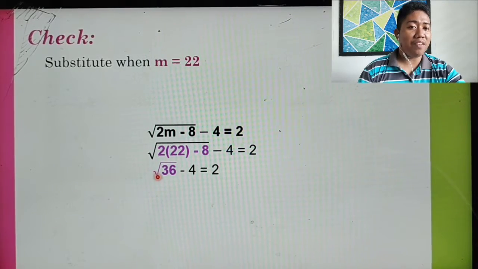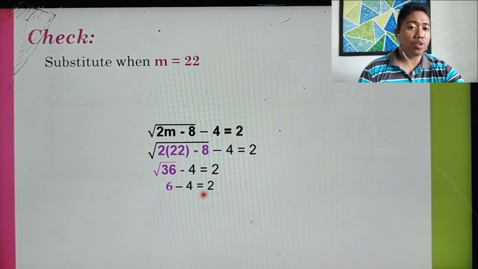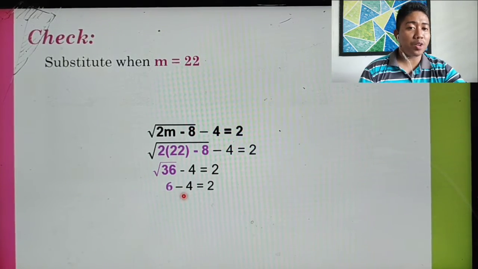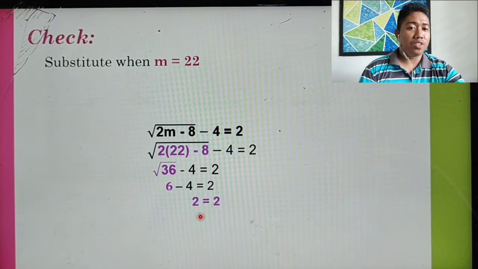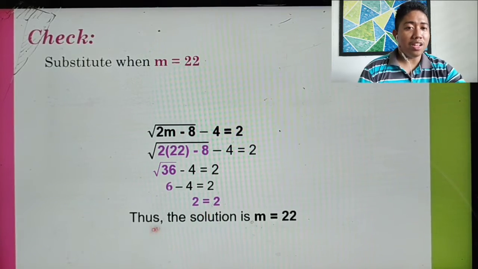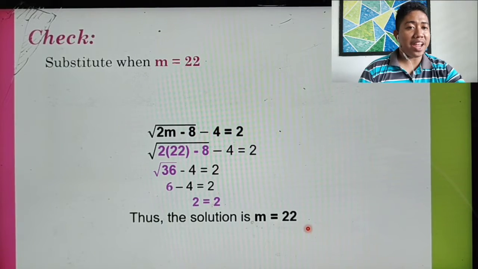And then simplify the square root of 36, it becomes 6, minus 4 is equal to 2. And then 6 minus 4, we get the difference, which is 2 equals 2. Okay? So 2 is equal to 2. So the statement is true. Thus, the solution is m is equal to 22. And that is the final answer.